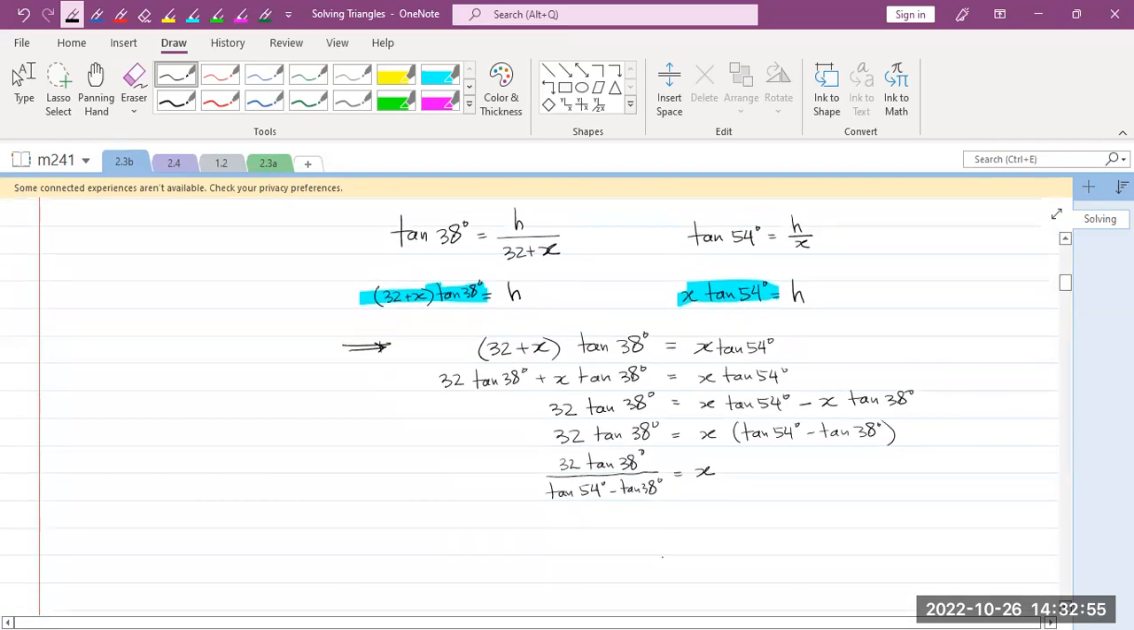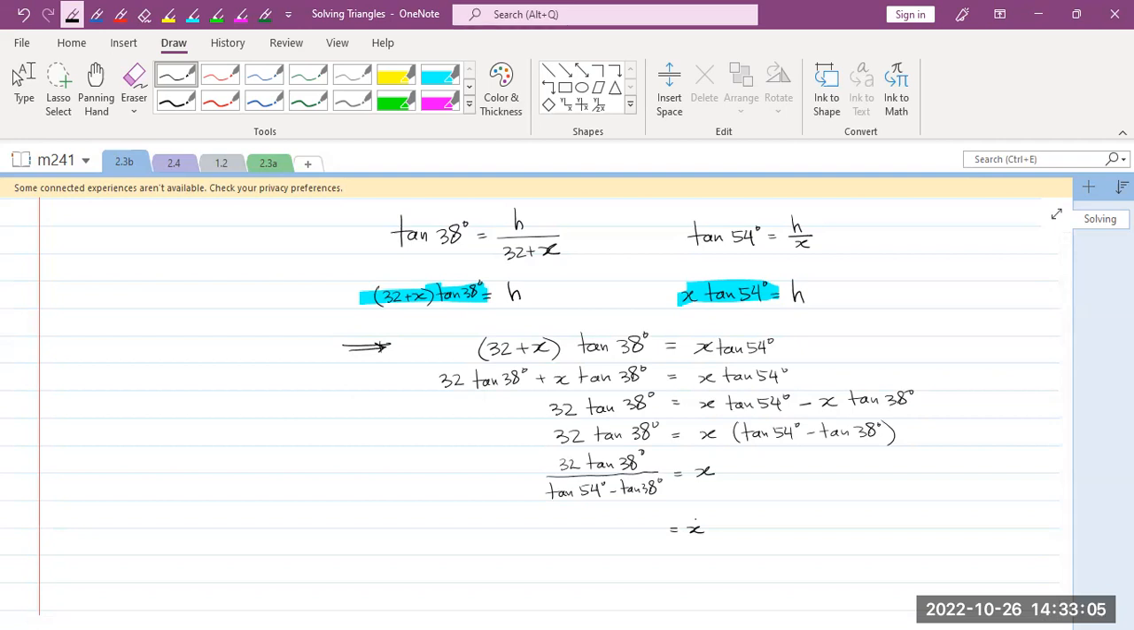Okay, now from there we use our calculator. On the numerator, we have 32 tangent 38 degrees. Now, please use your calculator. Please confirm that you get the same number. If you have different numbers, very likely your angle is still in radian measure. You need to change that into degree measure. Tangent 54 degrees minus tangent 38 degrees.